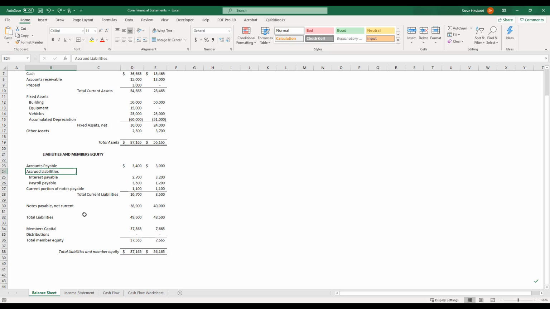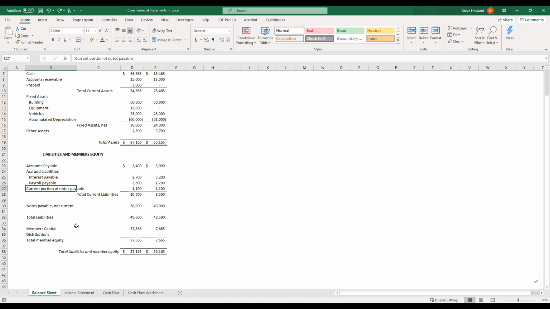Then accrued liabilities. Now I broke these out here just so you can see it, but a lot of times accrued liabilities may be a number, and then you have to drill down within the accrued liabilities to find out what it's made up of. So theoretically I could have taken these two numbers and just put it up into here and said accrued liabilities. Well, I wanted you to be able to see what traditionally is going to be under accrued liabilities. And of course, in this case, interest payable and payroll payable.